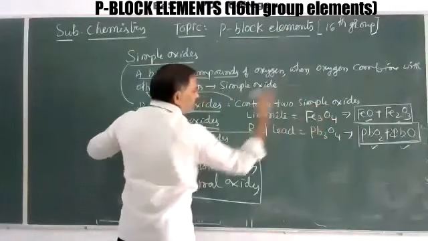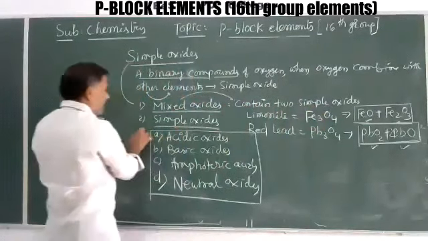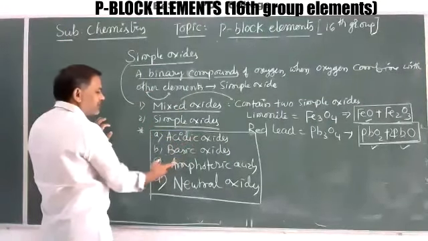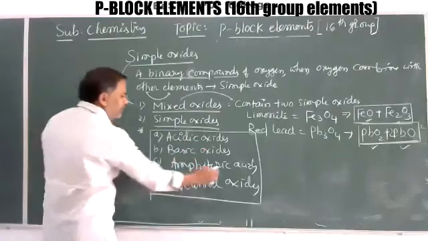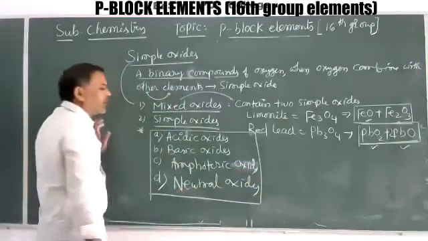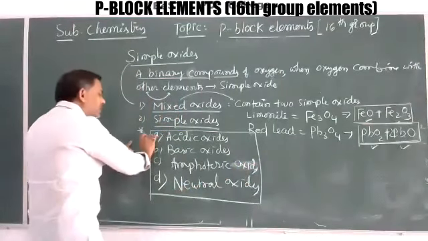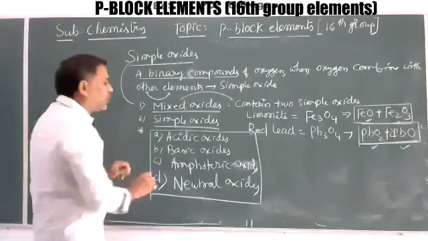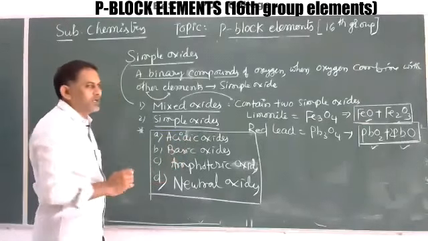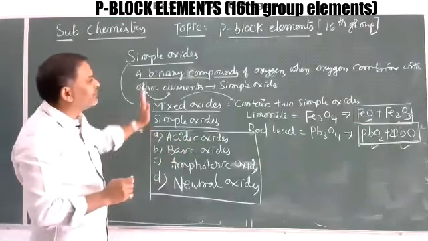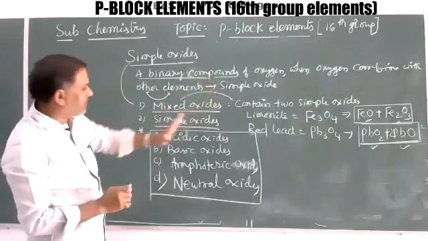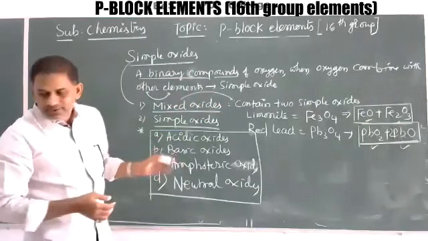Here the simple oxides are again classified into four types: acidic oxides, basic oxides, amphoteric oxides, and neutral oxides. What are acidic oxides? Some examples. What are basic oxides? Some examples. What are amphoteric and neutral oxides? Very, very important, because in the examination, they ask which of the following is an acidic, basic, amphoteric, or neutral oxide.